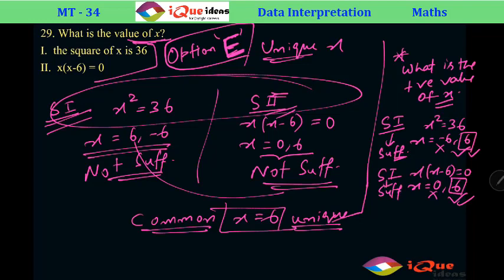In that case, we don't need to combine. Both statements alone would be sufficient if the question was the positive value of x. And then the answer would be option C, because either one of them individually alone being sufficient would have been the answer. Okay, so you have to be a little careful here about what exactly the question is asking. Okay, now let's take up the next one.